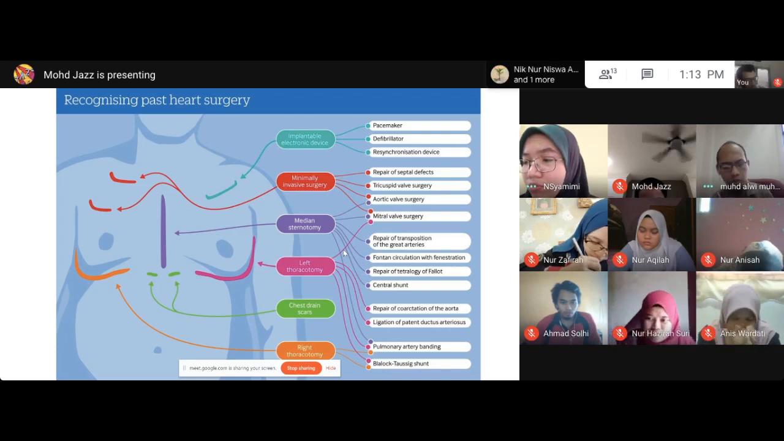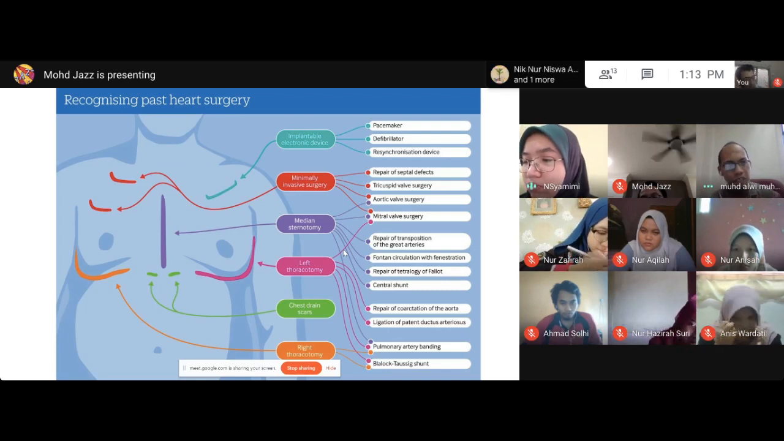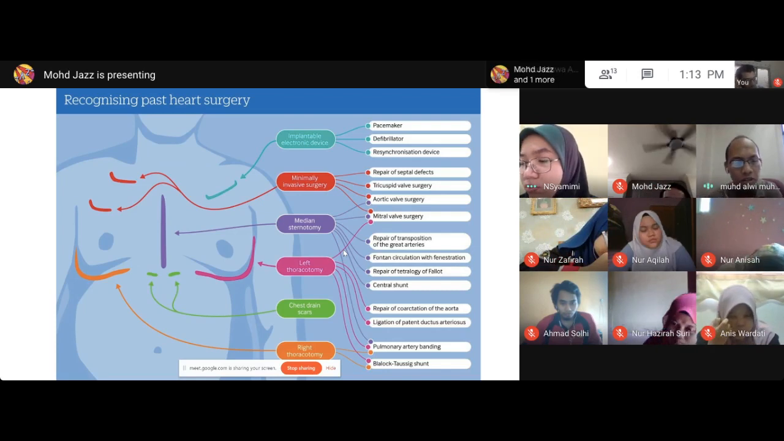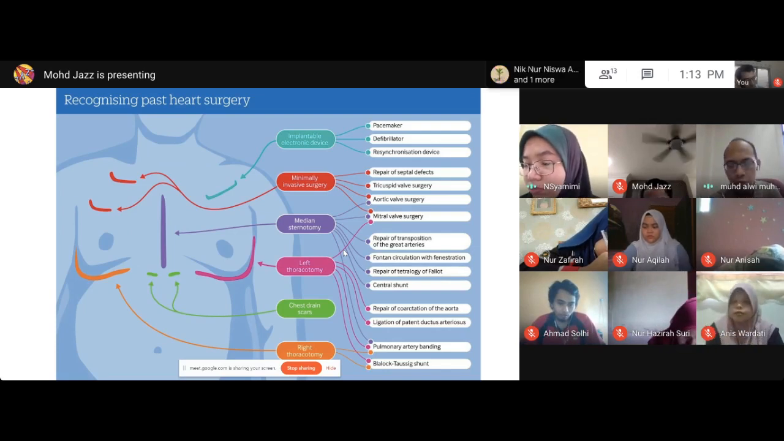So for patients who are duct dependent, you can do PDA stenting. This is less invasive. It's just through the femoral artery or umbilical artery. So you can do PDA stenting or BT shunt. BT shunt is palliative to give time.